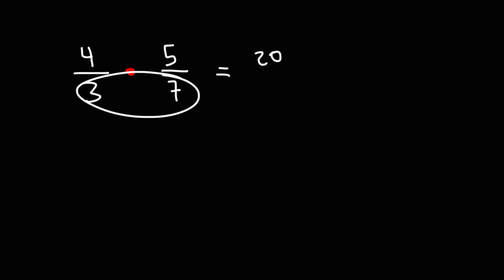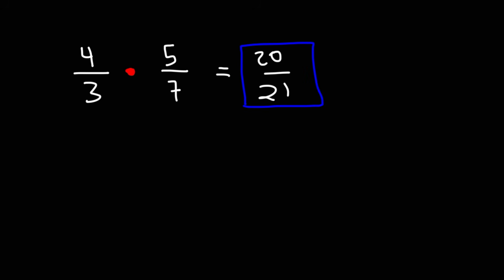Now let's move on to our next topic. Let's talk about how we can multiply two fractions. So what's 4 over 3 times 5 over 7? If you see this dot or an X, it indicates multiplication. In order to multiply two fractions, all you need to do is simply multiply across. 4 times 5 is 20. 7 times 3 is 21. So that's how we can multiply two fractions. So the final answer for this problem is 20 over 21.